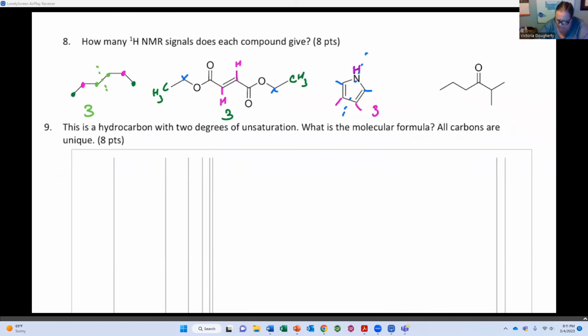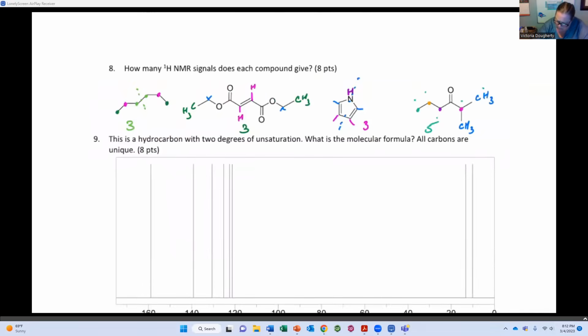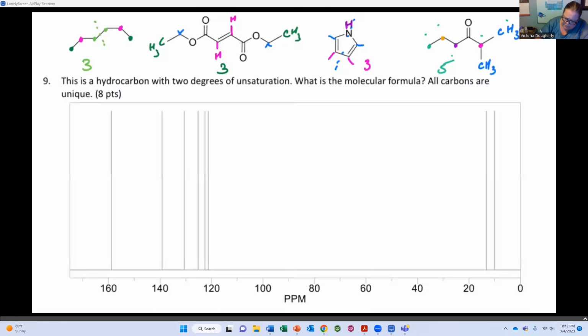Now we're going to break it up a little bit. This is an isopropyl group. Again, we have free rotation. So those two CH3s are the same. The CH is unique. The CH2 is unique. The CH2 is unique. And this CH3 on this side is its own signal. Okay. So counting up the numbers, I have 1, 2, 3, 4, 5 signals.